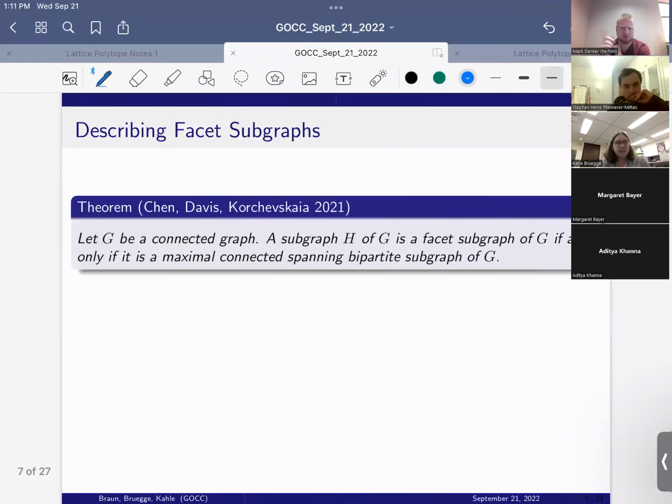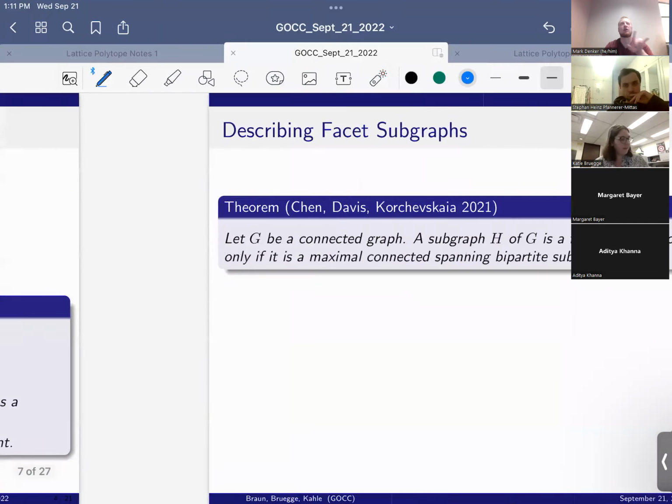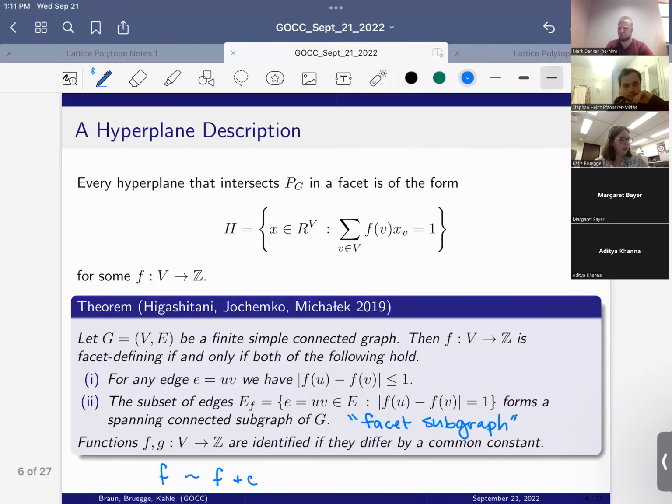I have a quick question. Absolutely. Going back to the definition where we were calling these functions equivalent if they differ by a common constant, is that coming geometrically from the fact that our polytope is living in more dimensions than the polytope itself has? Exactly, yes.